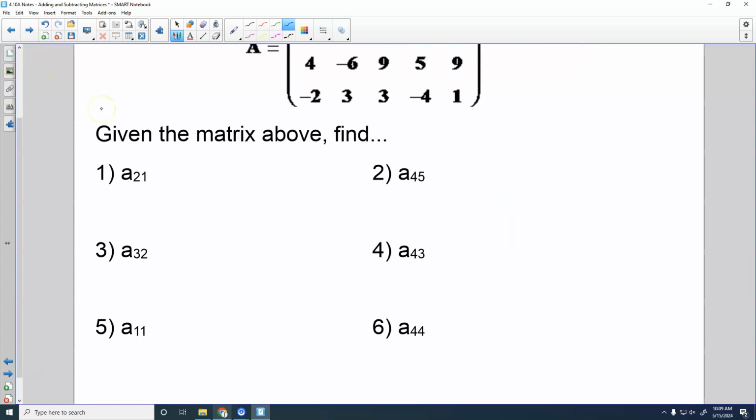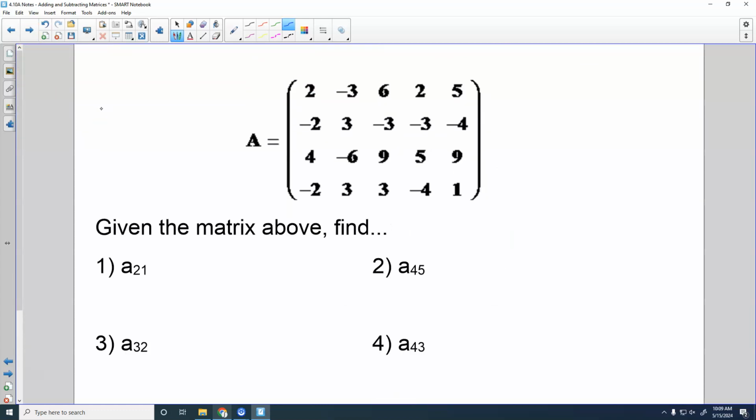Find all of those elements in the matrix above. I'm going to give you a second on that one.